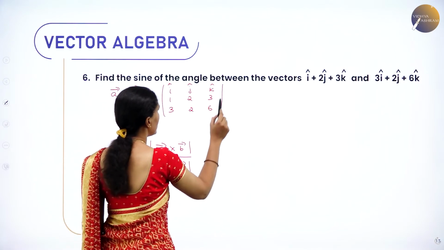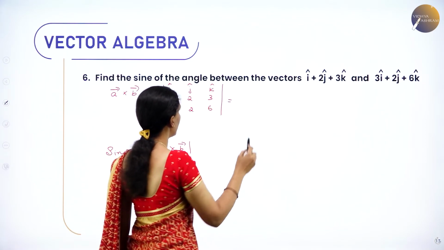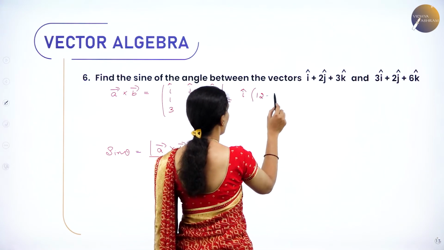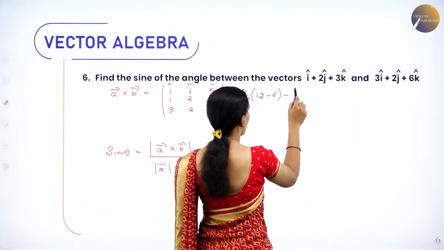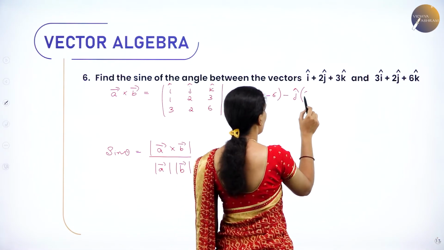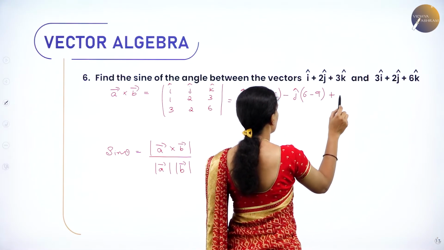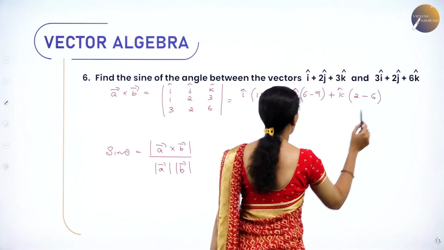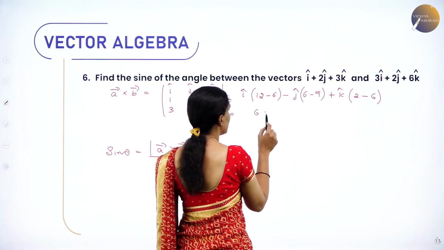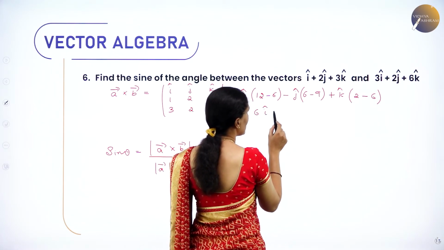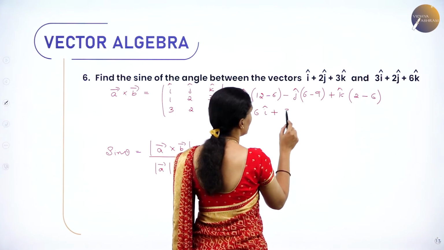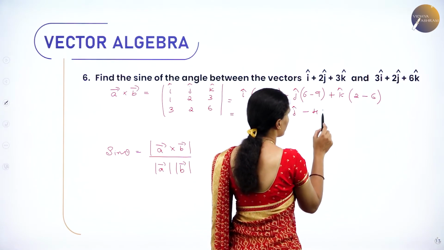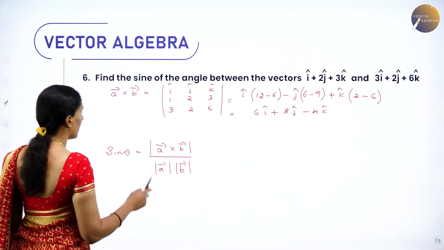Let us expand this. So when you expand this, it is i into 12 minus 6 minus j into 6 minus 9 plus k into 2 minus 6. So we'll get the value as 6i minus, it becomes plus 3j and here we have minus 4k. Now this is A cross B.